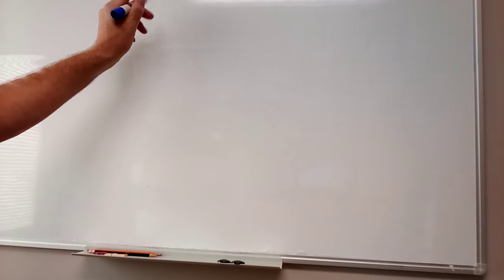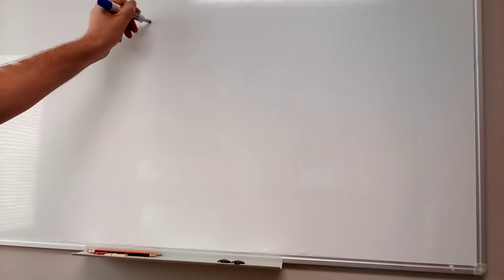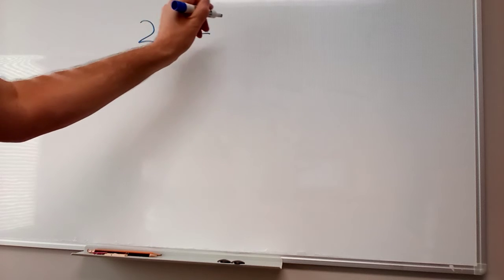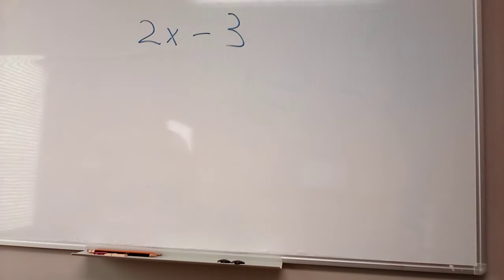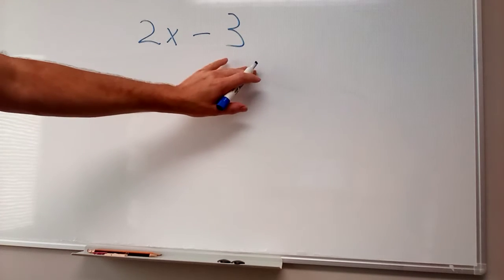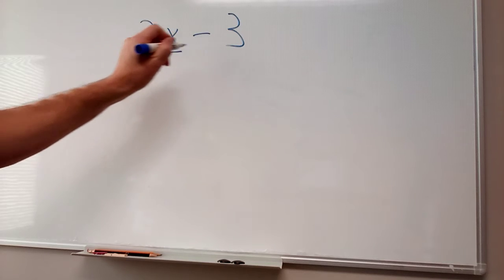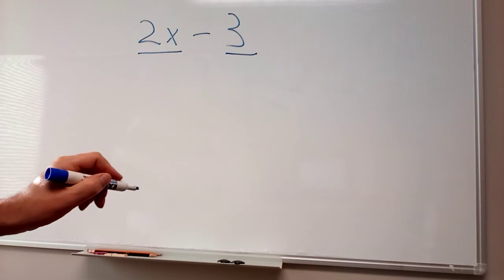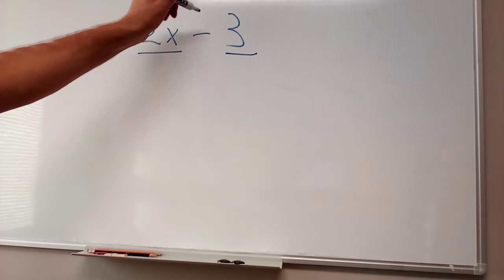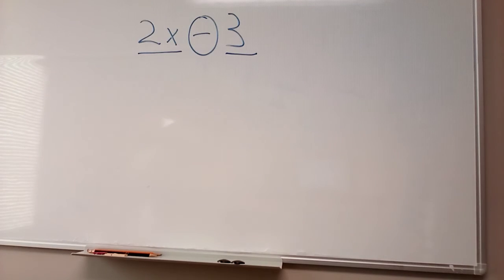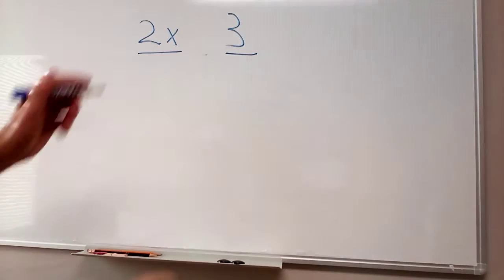So the first thing we want to see is that algebra is basically substituting numbers with letters. In an expression 2x minus 3, that is considered an algebraic expression. There are two terms in this expression. This is a term and this is a term. Most of the time your terms are separated with a plus or a minus sign, addition or subtraction sign. So you can have multiple terms.